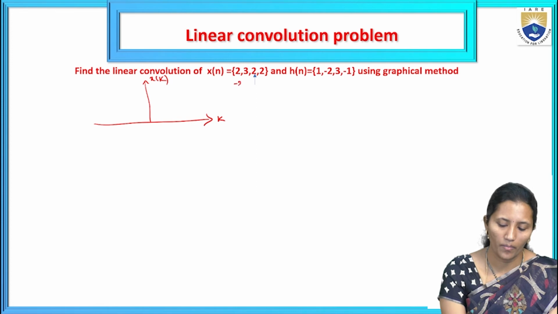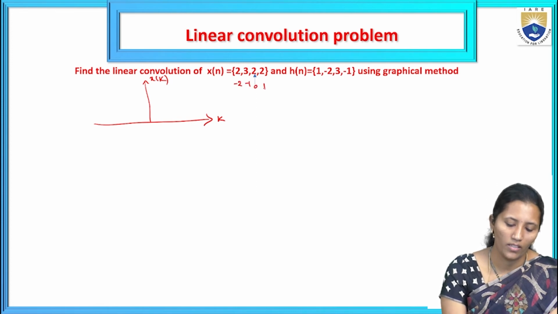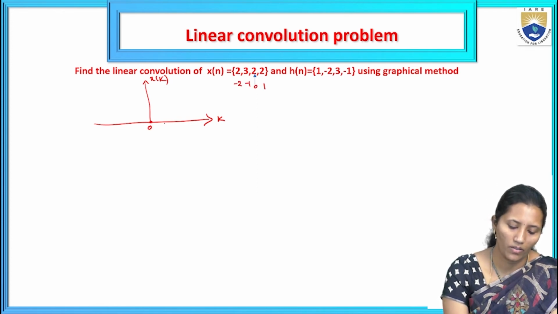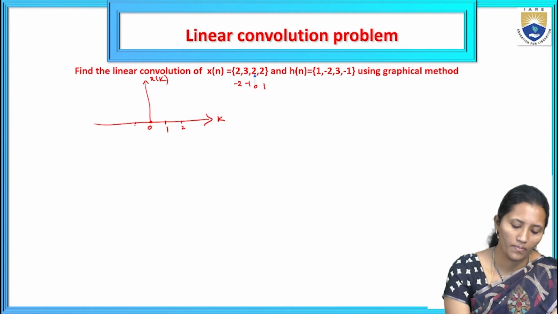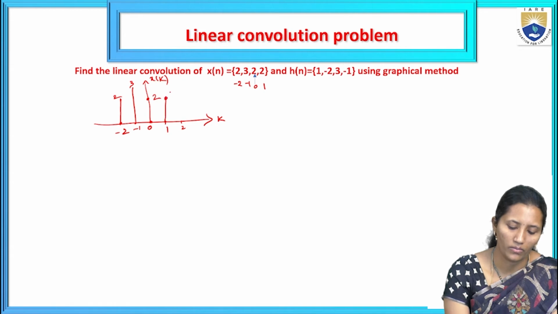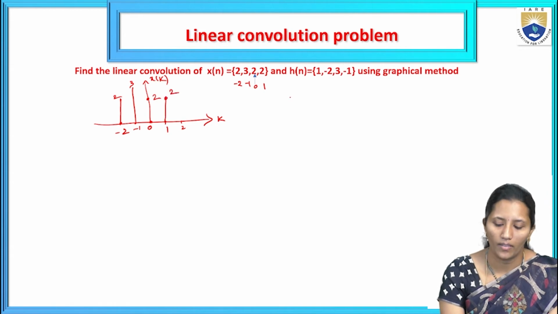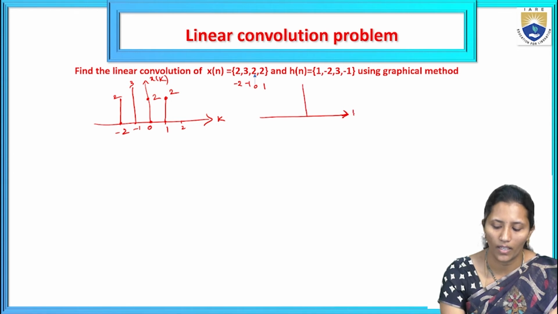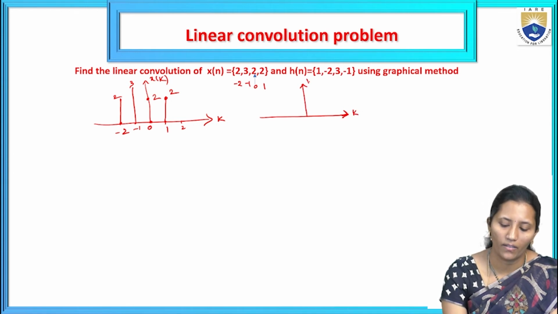It is starting from minus 2, minus 1, 0, 1. So the starting index is minus 2, minus 1, 0, 1, 2. Here the amplitudes are 2, 3, 2 and 2. So this is x of k, and we have to draw the same for h of k, with the index k.